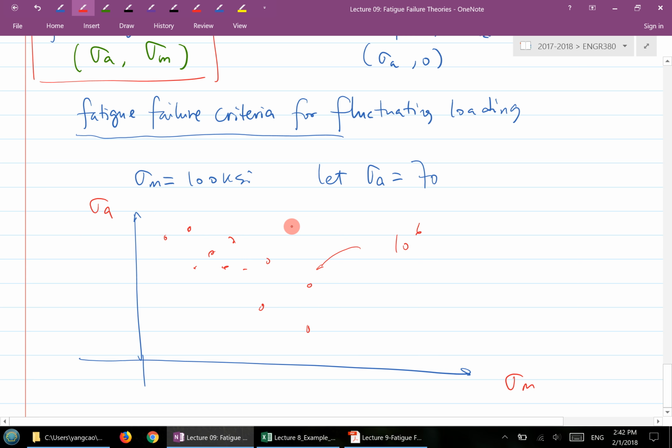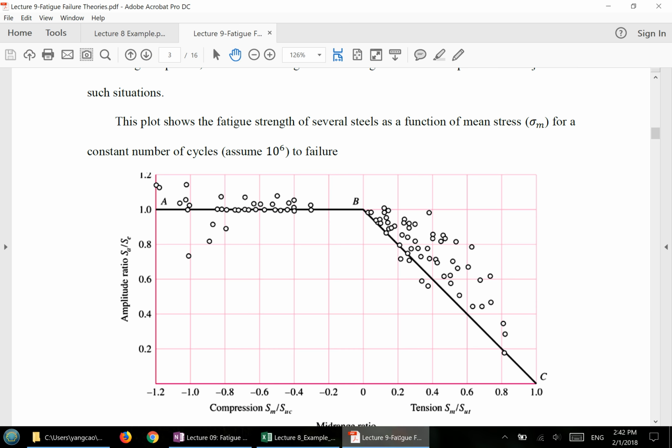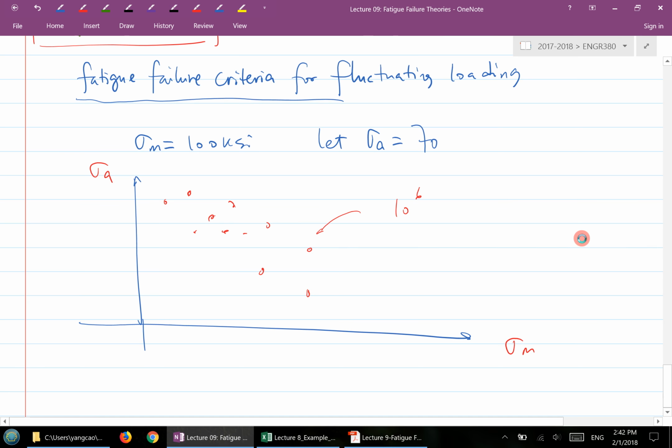That makes sense? Yes. This one is equivalent to the one you just showed? Yeah, this is basically equivalent to what I showed here. Those dots. Yeah. So now with the experimental results that are here, right?